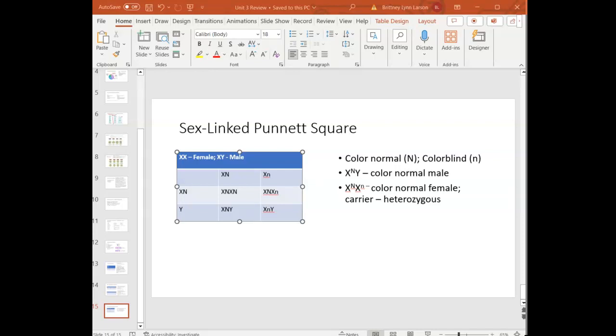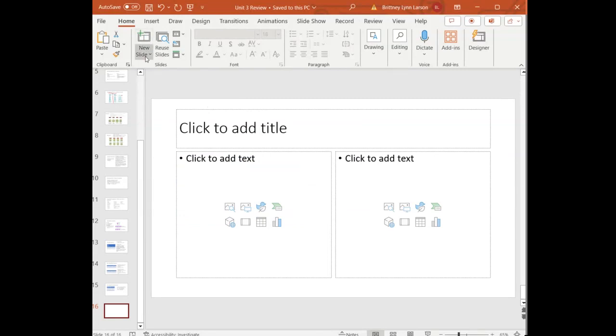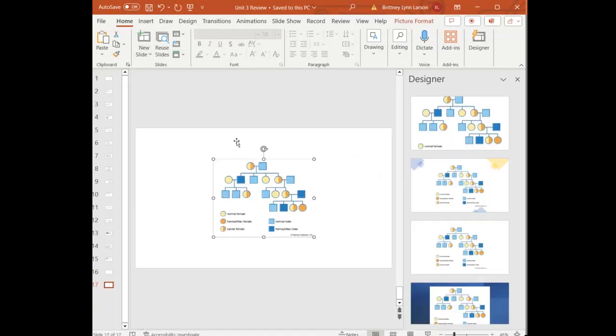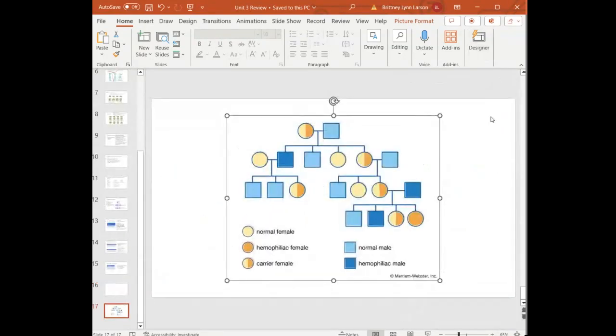You guys did really good on this on the quiz. So I just want to show us one just to make sure that we are tracking that. I'm going to adjust the slide. So if I have a picture like this, this is one that is showing a little bit more. This is a sex-linked trait. Again, all females are circles, all males are squares.